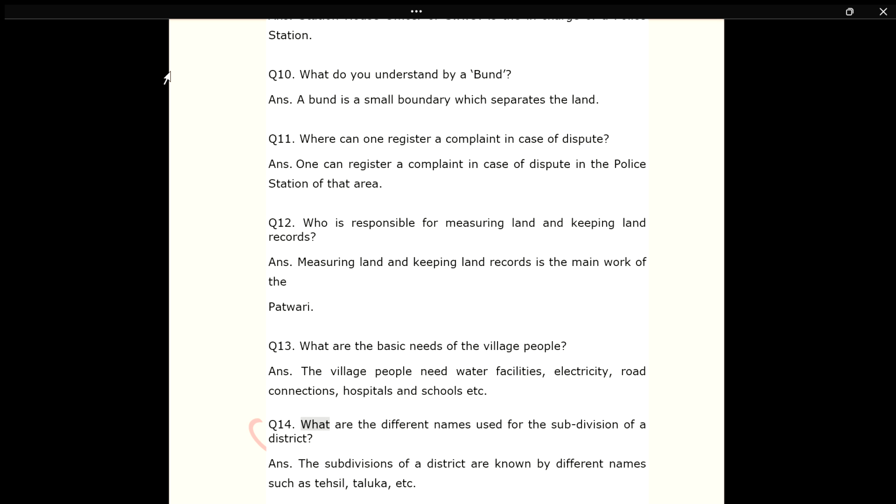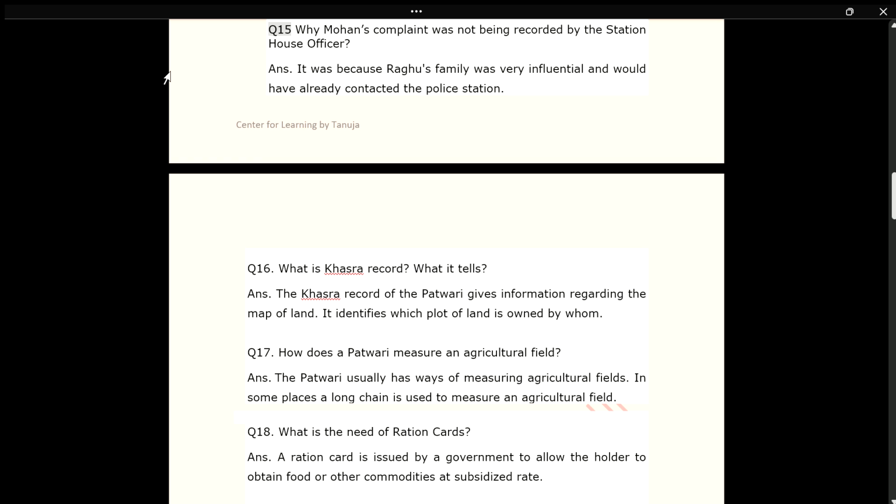Q14. What are the different names used for the subdivision of a district? Ans. The subdivisions of a district are known by different names such as Tahsil, Taluka, etc. Q15. Why was Mohan's complaint not being recorded by the Station House Officer? Ans. It was because Raghu's family was very influential and would have already contacted the police station.